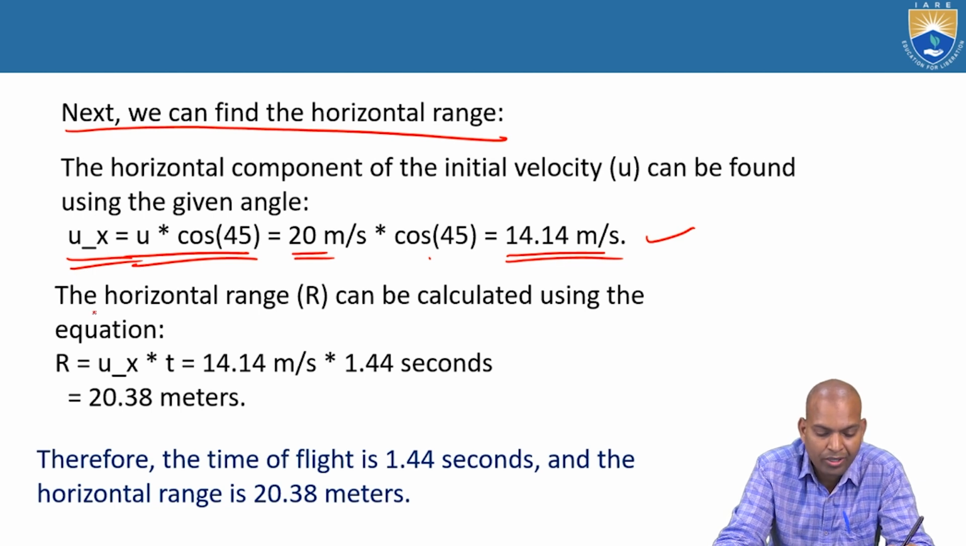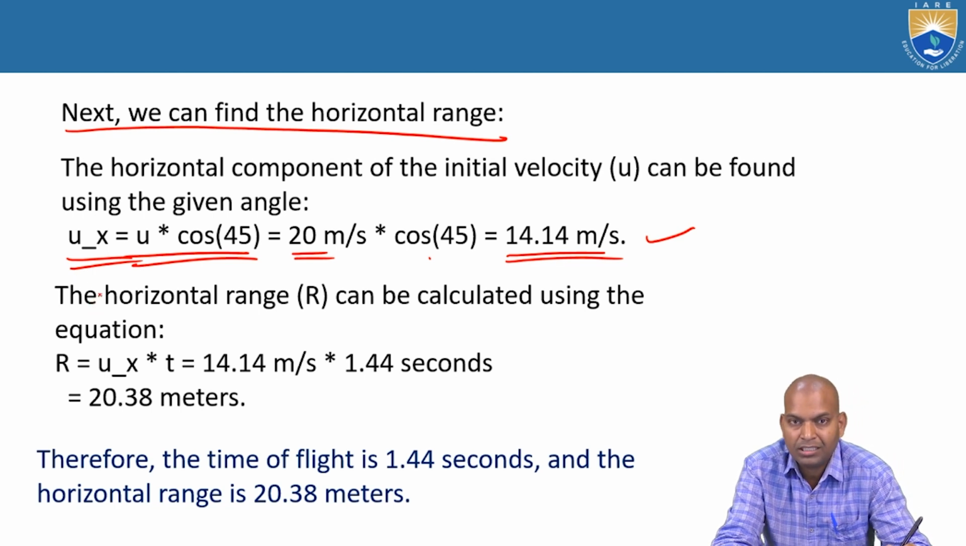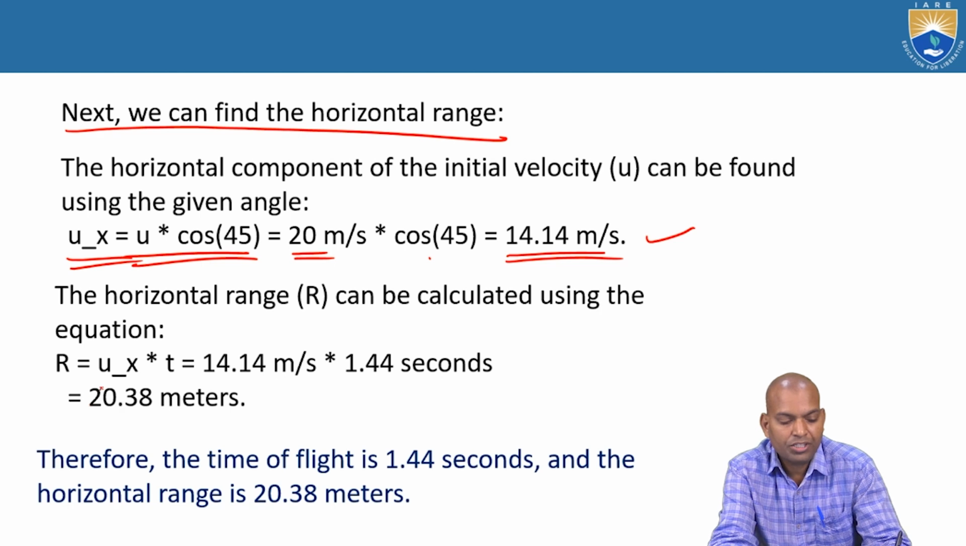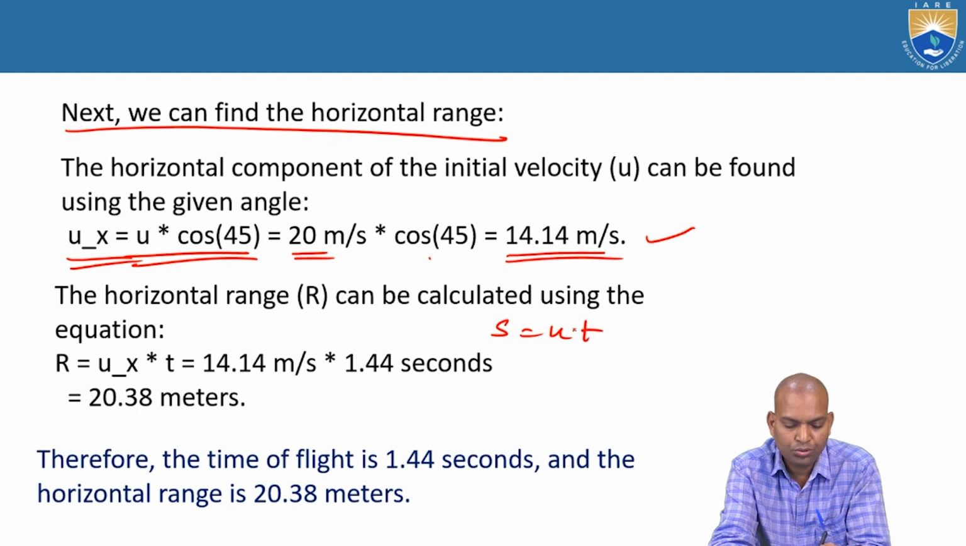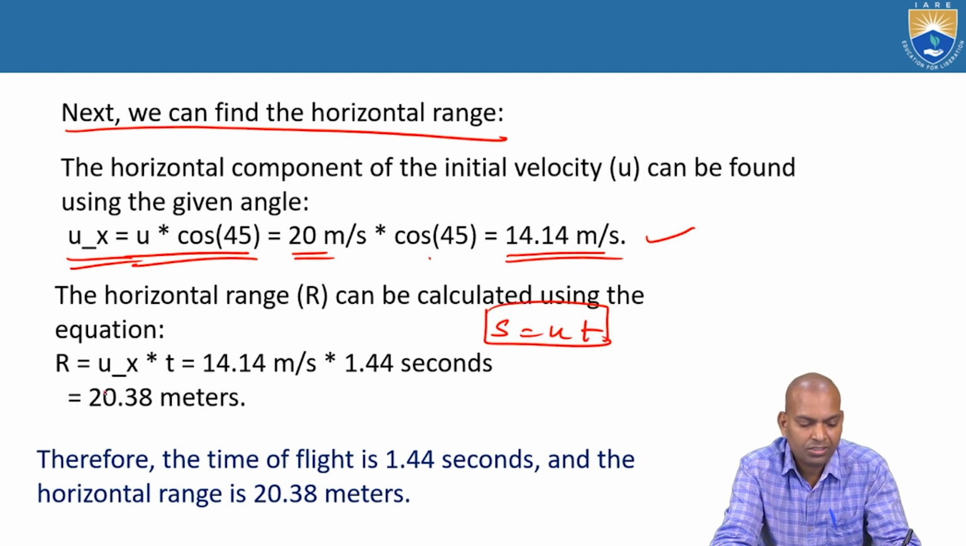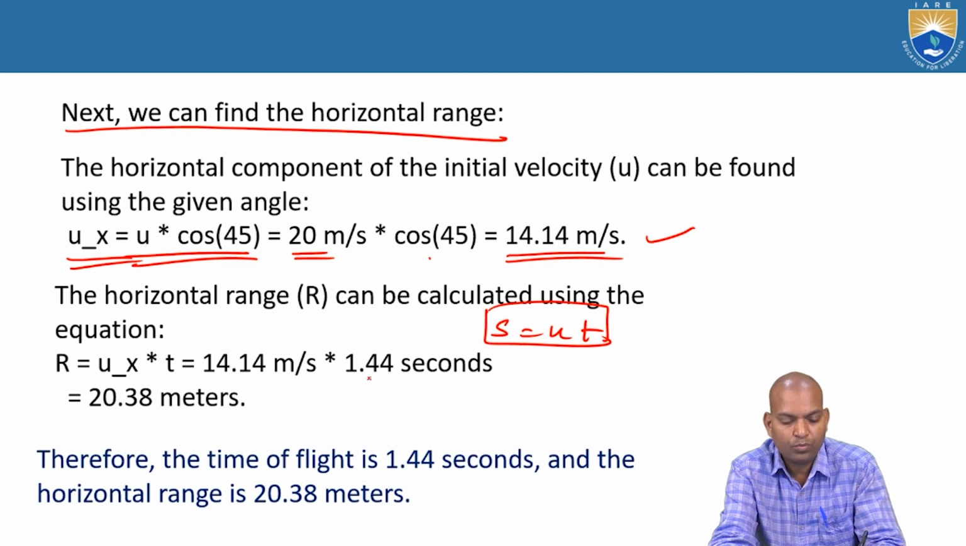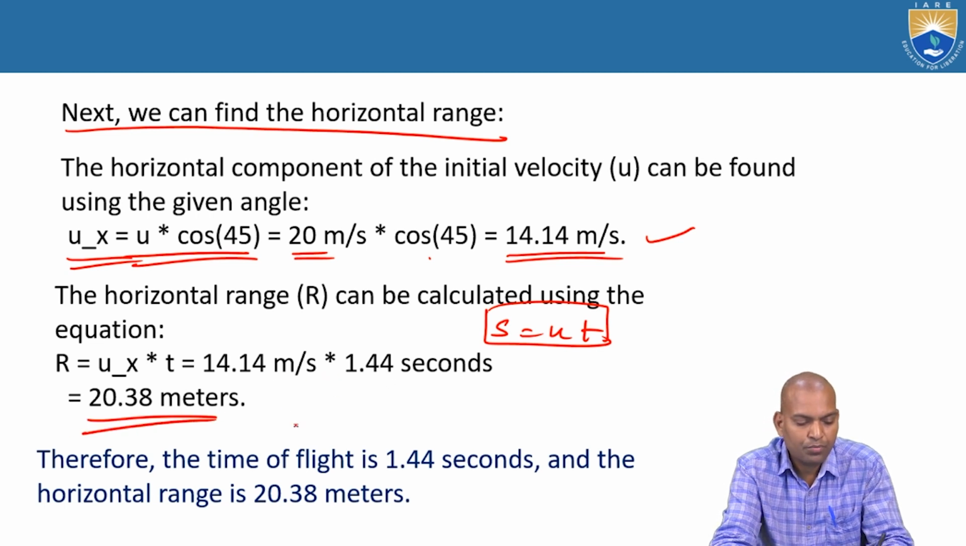Now the horizontal range can be calculated using the relation: horizontal range equals horizontal component of velocity times t. This is nothing but s equal to ut, that is horizontal range equal to ux times t, that is 14.14 times 1.44, which is 20.38 meters. That is the horizontal range.